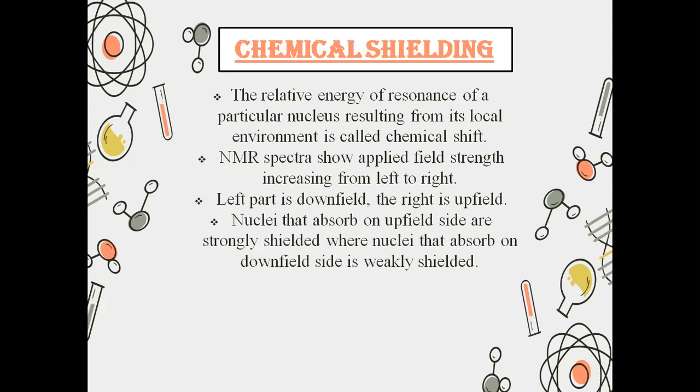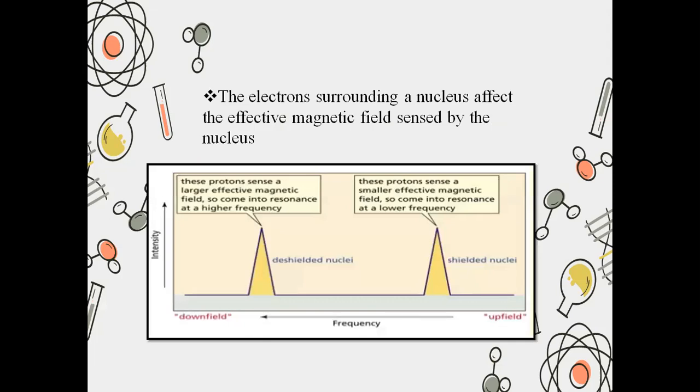Now there is an effect, that is chemical shielding effect in NMR. The relative energy of resonance of a particular nucleus resulting from its local environment is called the chemical shift. NMR spectra show applied field strength increasing from left to right. Here you can see that is left to right.